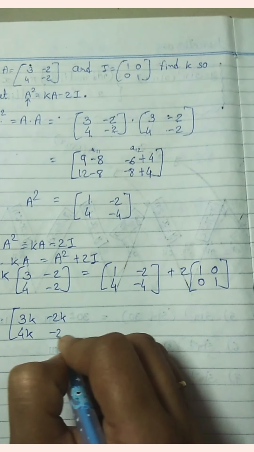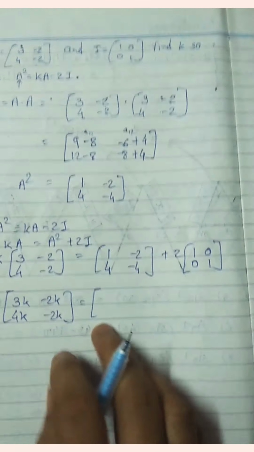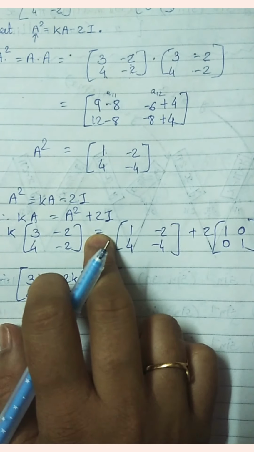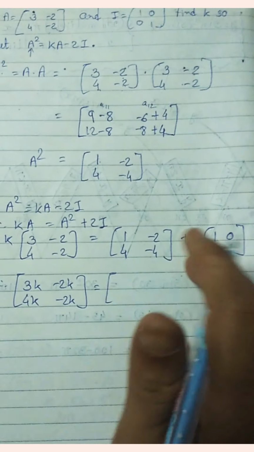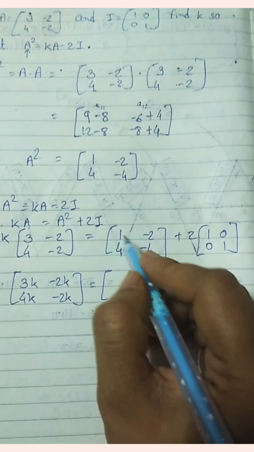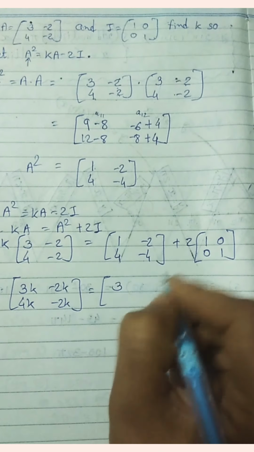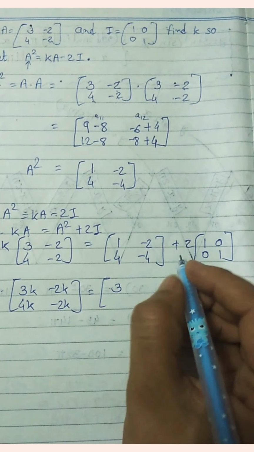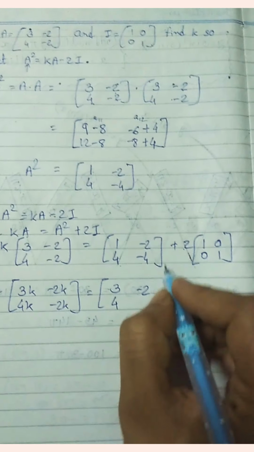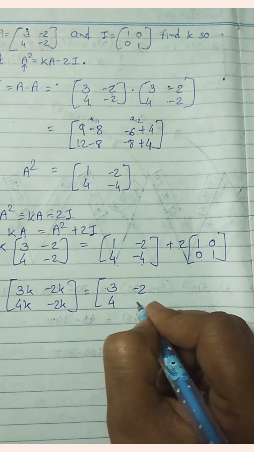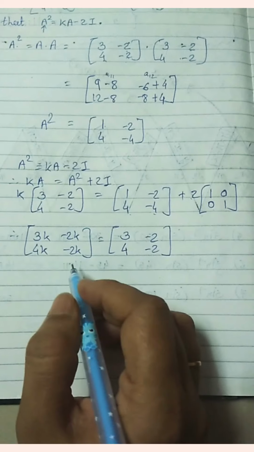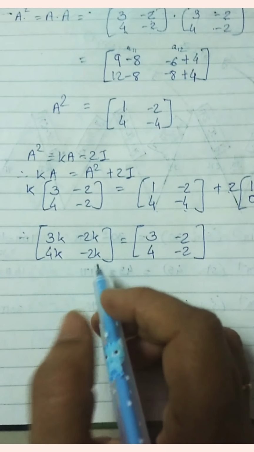In an MCQ or in a 1 mark question you can compare any one element, because there is an equality between both the matrices. So you can compare any one element and your work can be completed. Okay, 1 plus 2 into 1, that is 3. Here minus 2 plus 2 into 0, that is minus 2. 4 plus 2 into 0, that is 4, and minus 4 plus 2, that is minus 2. You can compare any one element and from that you also get k.